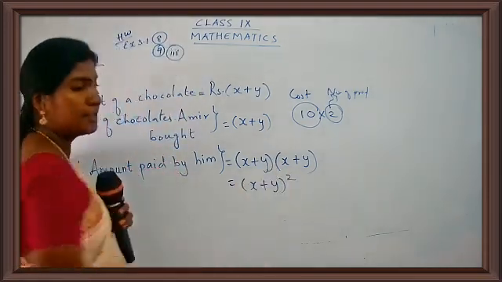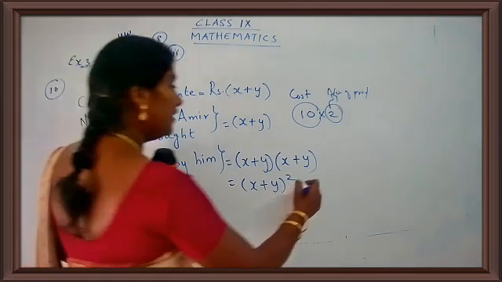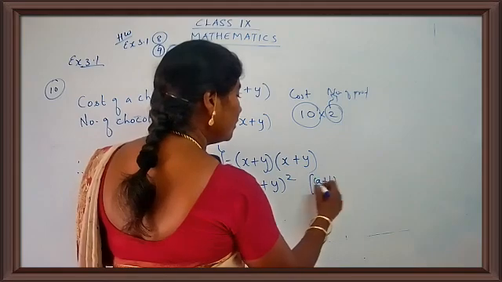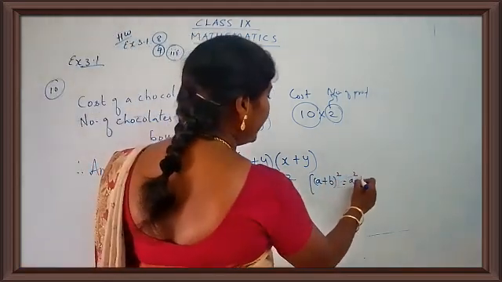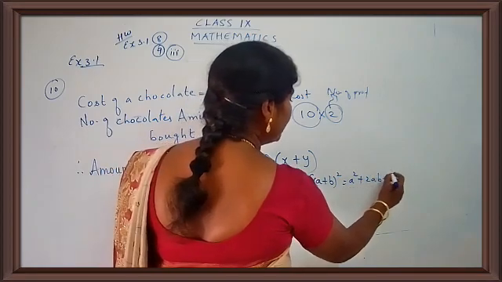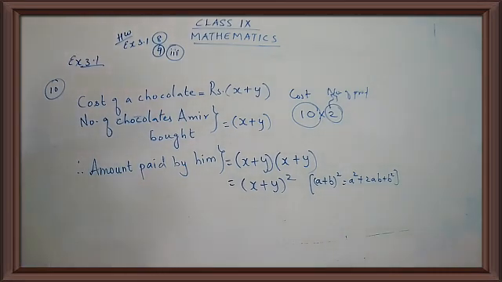How many times do you have x plus y? You have x plus y 2 times. So you have to put here x plus y the whole square. What is the formula for a plus b the whole square? We have learned the identities in our 8th standard. What was the identity? A plus b the whole square is equal to a square plus 2ab plus b square. What is the identity, children? A plus b the whole square is equal to a square plus 2ab plus b square. Okay, let me apply the identity over here.